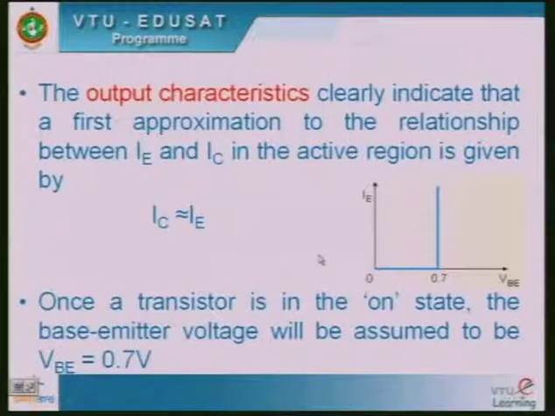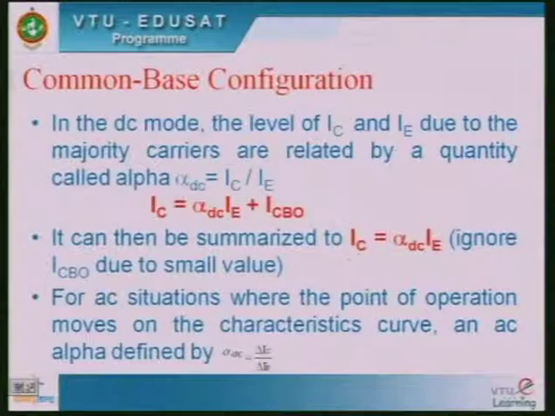So the output characteristics clearly indicate the first approximation to the relationship between IE and IC in the active region, given by IC approximately equal to IE. Since IB is very small, in the range of microamperes, we have neglected it. So assume that IC is equal to IE. Also note that once a transistor is in the on state, the base emitter voltage is assumed to be VBE equal to 0.7 volts, as you can see from this graph.